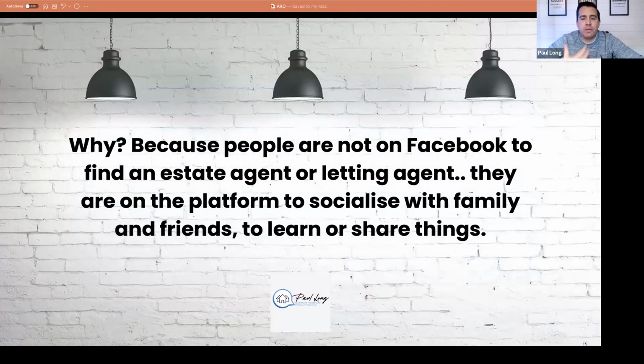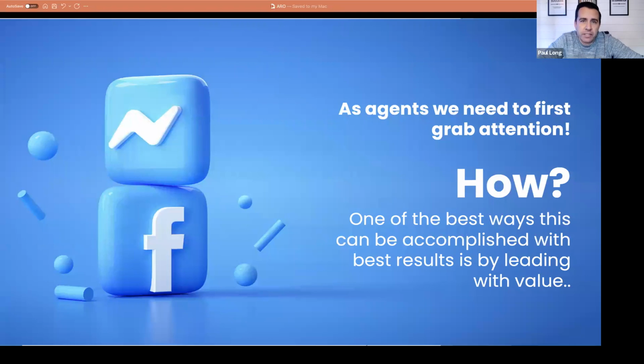And why is this? Because people aren't on Facebook searching for estate agents or letting agents. They're on the platform to socialize with family and friends, engage, learn, and share things, and you're interrupting their time. The first time they see you, you're interrupting their time. So really, you've got to make sure that you grab their attention first of all. And how can you do that? Well, one of the best ways is by leading with value.